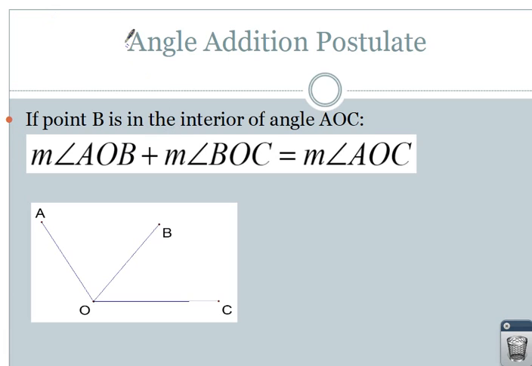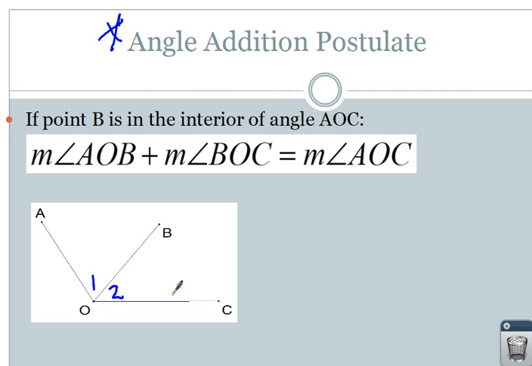This is another big one that you probably should highlight or put a box around. They're saying if point B is in the interior of angle AOC, so you see the picture, how B is inside the mouth of AOC, then the angle on the left plus the angle on the right equal the whole angle. So picture small angle plus small angle equals big angle.